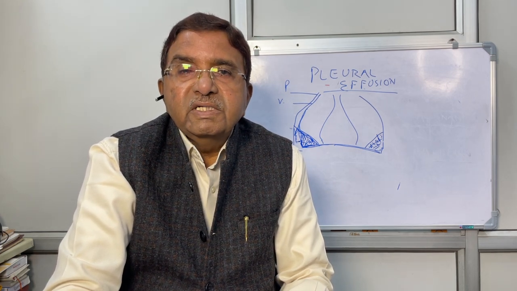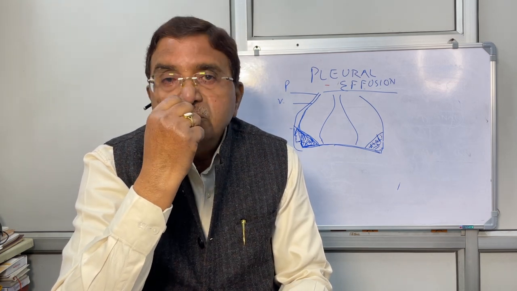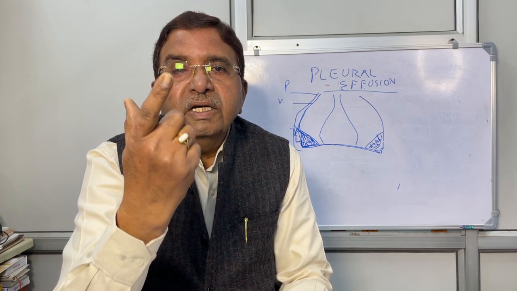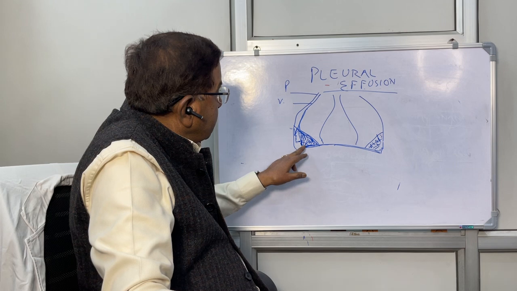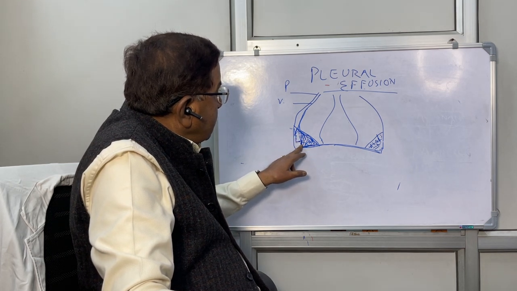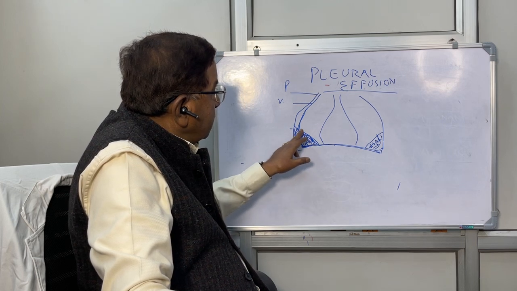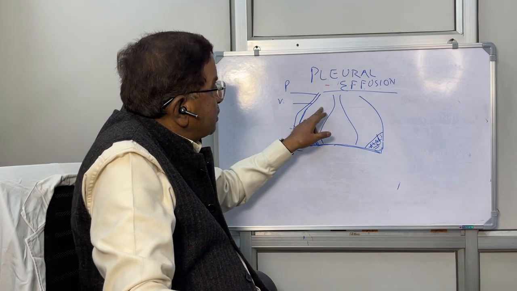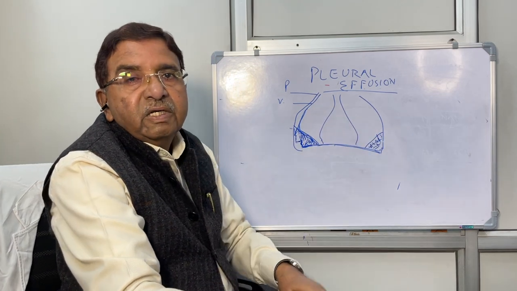Then, how to investigate a patient suspected of pleural effusion? Number 1, we have to do an X-ray chest, which will give the clue to the diagnosis. In the X-ray chest there will be obliteration of the costophrenic angle. So this is the costophrenic angle. Costo means costal, phrenic means diaphragm. This angle will be obliterated or will have homogeneous opacity, whereas the rest of the lung will have radiolucency showing the bronchovascular markings of the lungs.